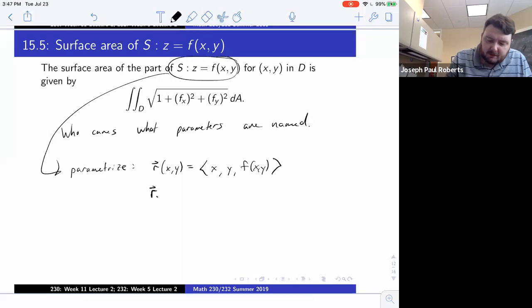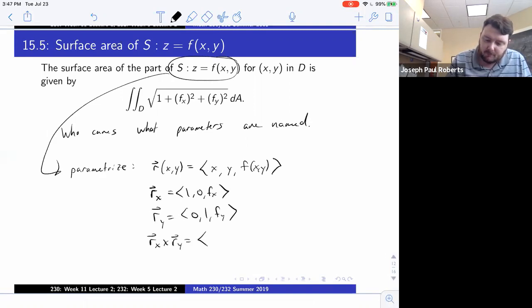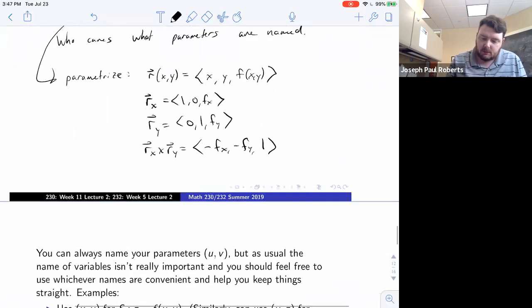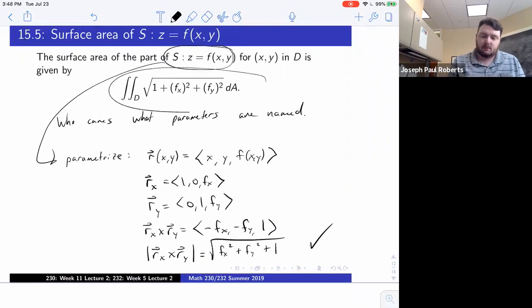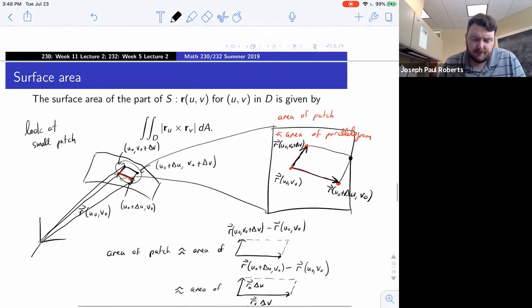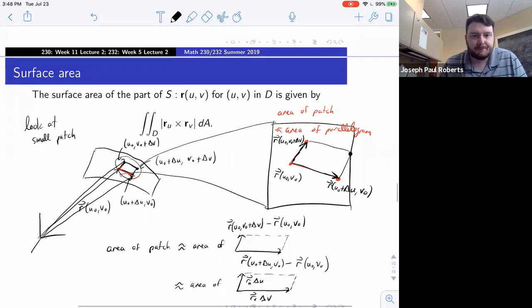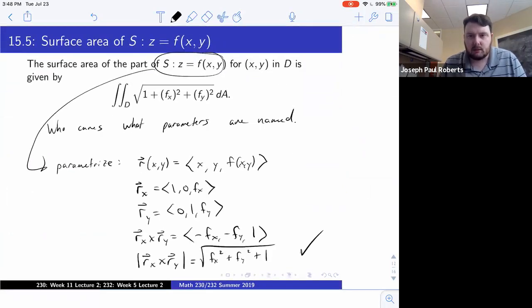So now we go through and take the x and y partials, take the cross product, and you get minus fx, minus fy, 1, so the length of our x cross our y is the square root of fx squared plus fy squared plus 1, which is what we're integrating here. So we just figured out this as a special case of the previous formula: whatever your parameters are, take the partials with respect to the parameters, and take the length of that cross product. That's something you'll see examples of in recitation, guided study group.